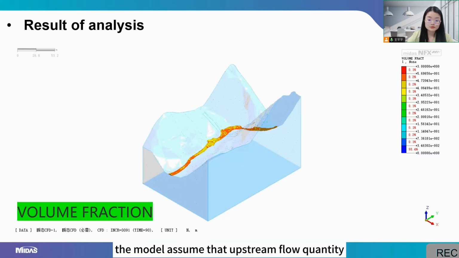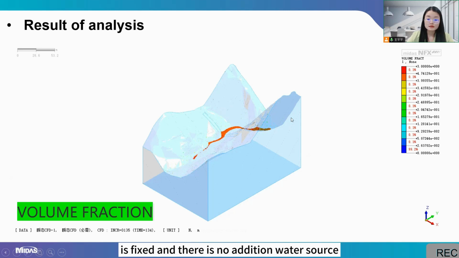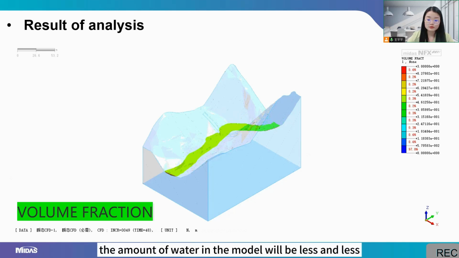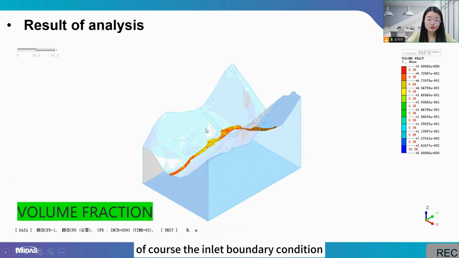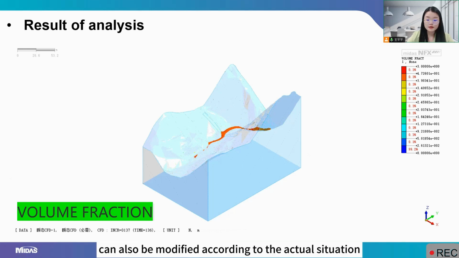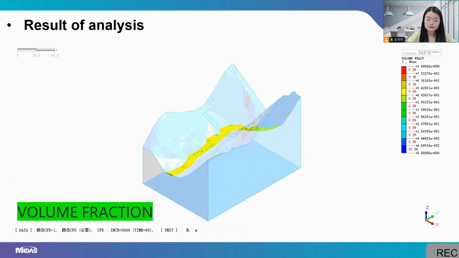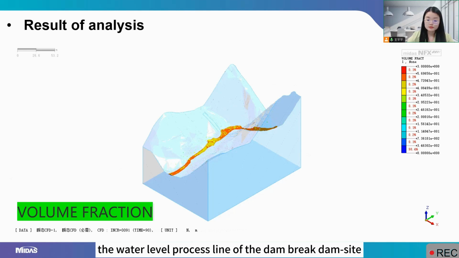The model assumes that upstream flow quantity is fixed and there is no additional water source. Therefore, with the passage of time, the amount of water in the model will be less and less. Of course, the inlet boundary condition can also be modified according to the actual situation. It can be seen from the video that the water level process line of the dam break.